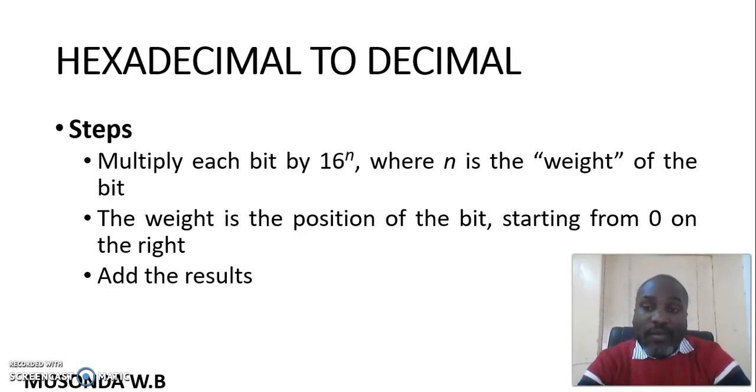Now, the A up to F are 6 digits, and these digits are also given their equivalent decimal numbers, which means the A is equal to 10, the B is equal to 11, the C is equal to 12, the D is equal to 13, the E is equal to 14, and then the F is equal to 15.